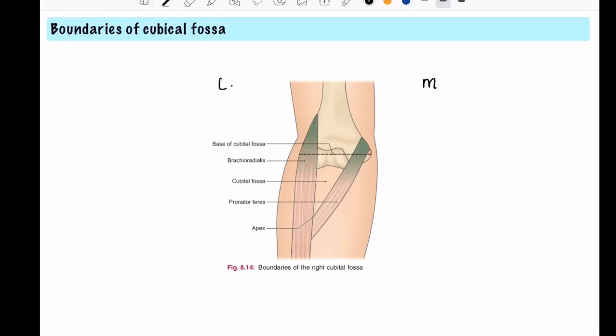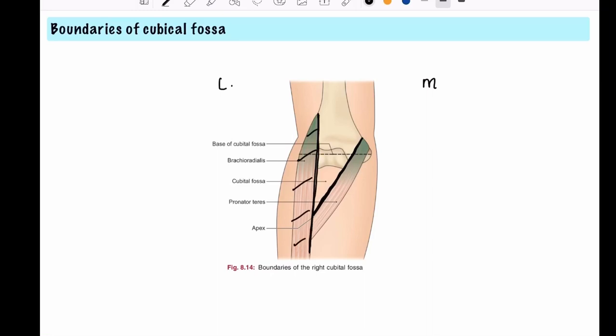So, the medial boundary of the cubital fossa is the lateral border of the pronator teres muscle. The lateral boundary is the medial border of the brachioradialis muscle. This is the brachioradialis muscle and this is its medial border.